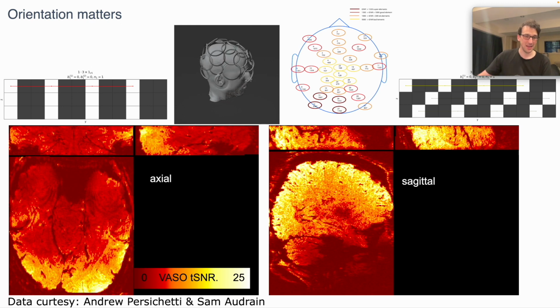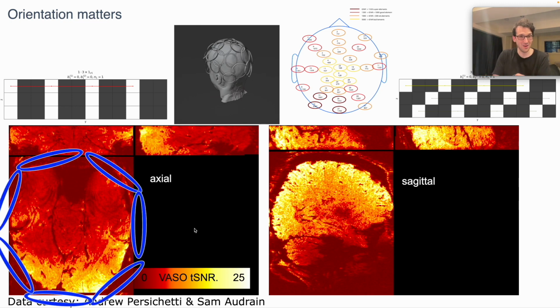For example, in this study, Andrew Pisicchetti and Sam Aldrin were interested in the ventral areas, but also the hippocampus, where you can see that TSNR is basically single digit. It's unusable for these kinds of axial protocols. For sagittal, it didn't look so bad.